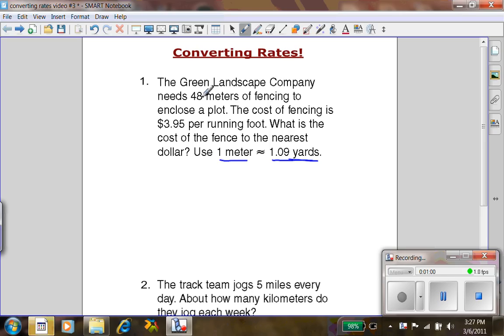It says the Green Landscape Company needs 48 meters of fencing to enclose a plot. The cost of fencing is $3.95 per running foot. What is the cost of the fence to the nearest dollar?